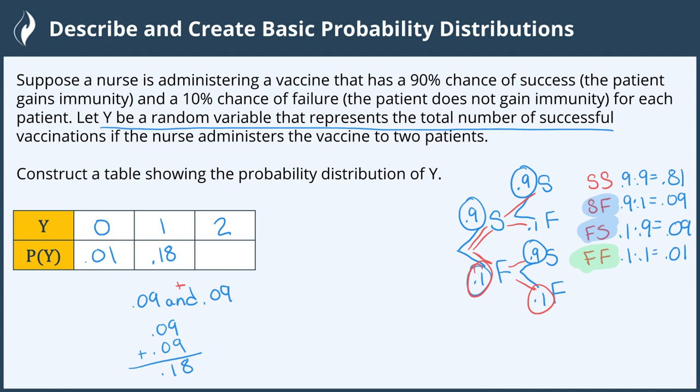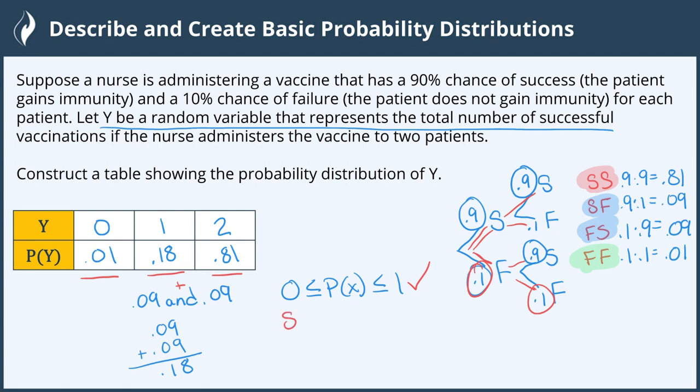Now for the probability that it will be a success for 2 patients, or both of the patients, which we already found is 0.81. Now let's verify that this is indeed a probability distribution with our 2 requirements. The first is that each of the probabilities is between and inclusive the numbers 0 and 1. Our probabilities are 0.01, 0.18, and 0.81. So they do indeed fall between 0 and 1. So our first requirement is finished.